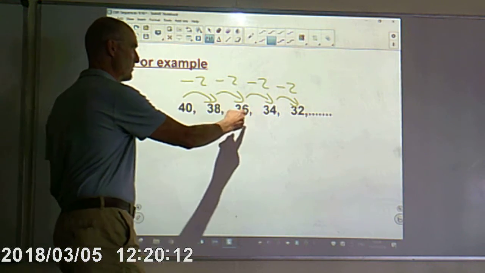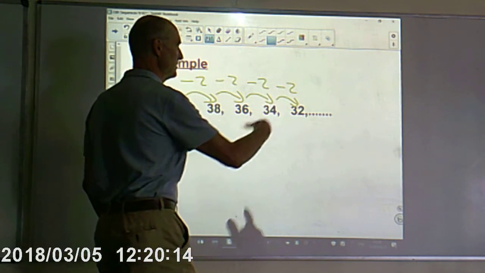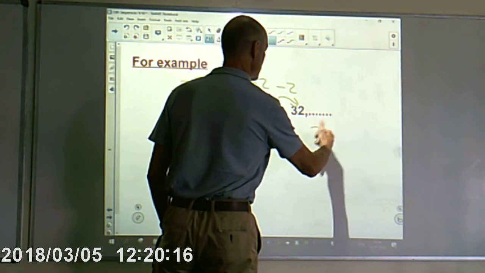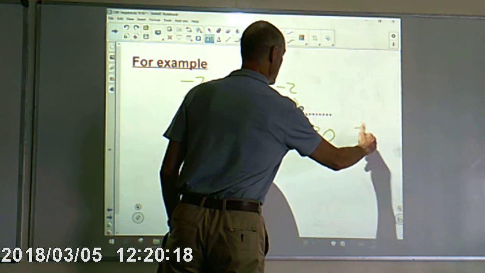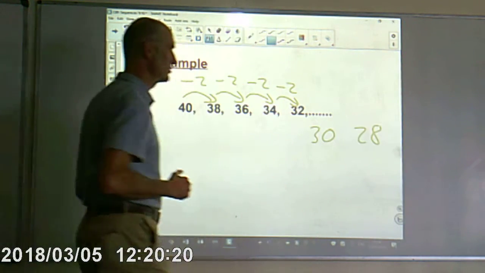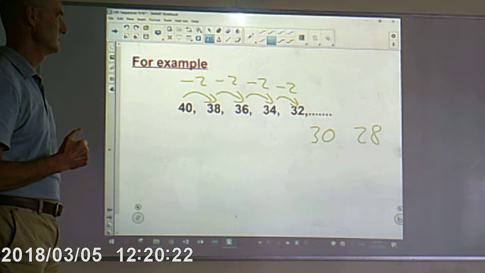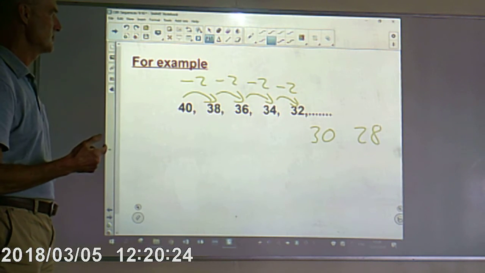First term, second term, third term, fourth term, fifth term. Next term is going to be 30. And the term after that is going to be 28. Okay, next couple of terms.